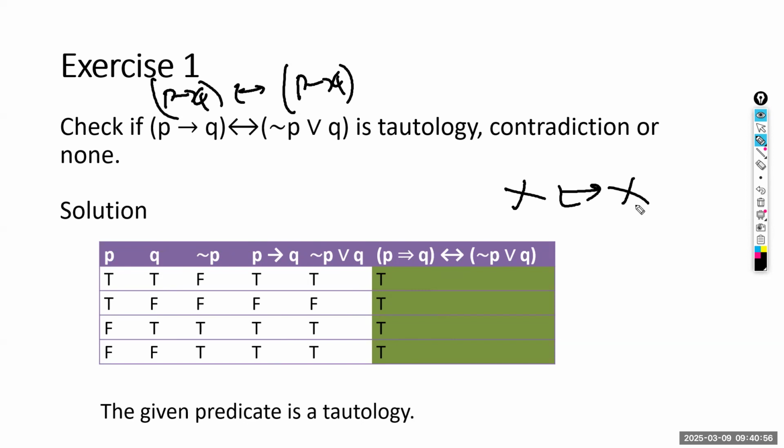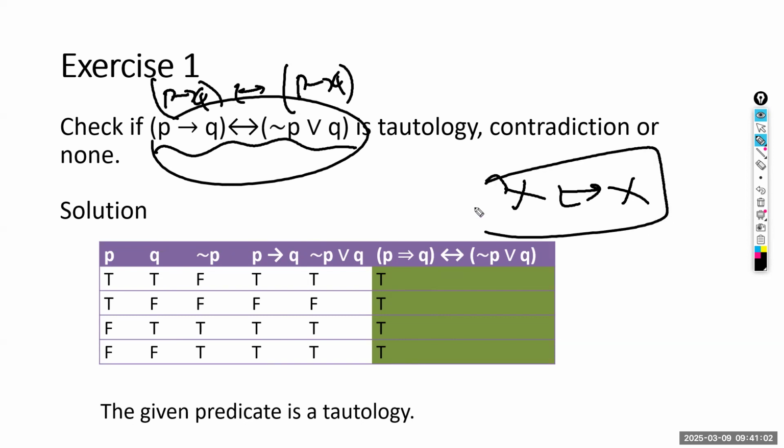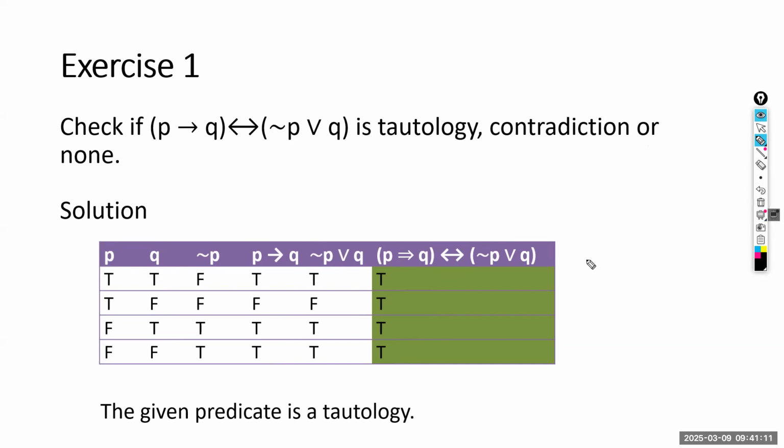Whenever X happens, X happens. This is again a tautology, right? Whenever X happens, X happens. If and only if. If X, then X.